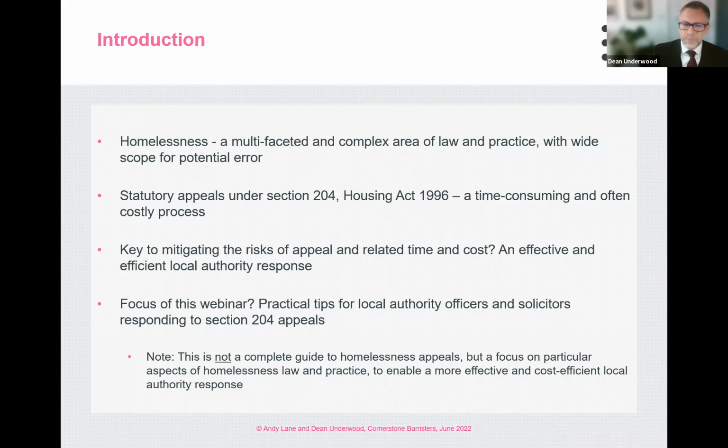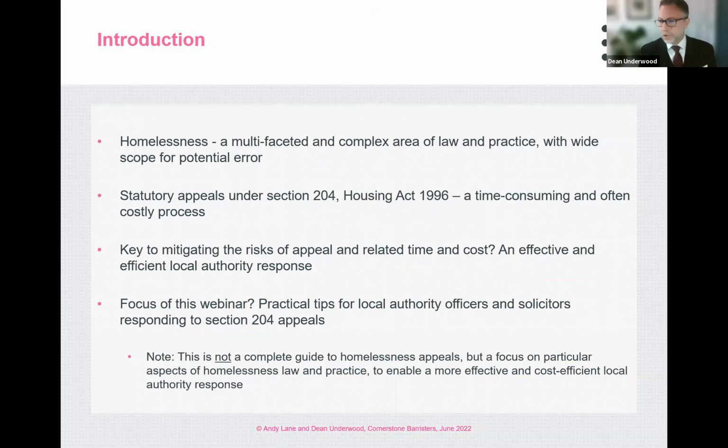So with that in mind, please note that this will not be a complete or comprehensive guide to homelessness appeals. Rather, it will focus on individual and particular aspects of homelessness law and practice to enable a more effective and cost-efficient local authority response. And many of those issues will be of a practical nature as opposed to necessarily legal.